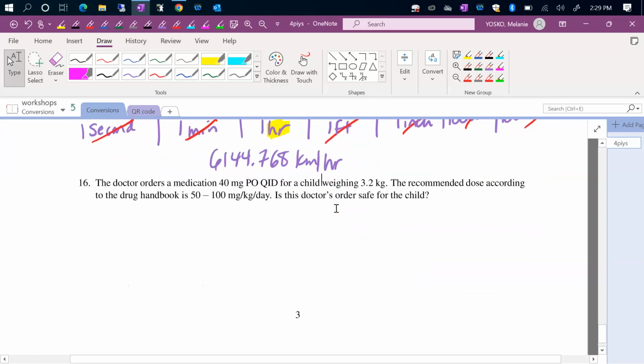Here's a nursing example. I got this from one of our nursing professors. So they get questions like this all the time when they're doing the drug calculations. The doctor orders a medication, 40 milligrams, they say PO QID. Oh, QID, they still say, okay. You know more than I do. For a child weighing 32 kilograms. Are you a nurse? Yes, ma'am. Yes, okay, well then you know all about this.